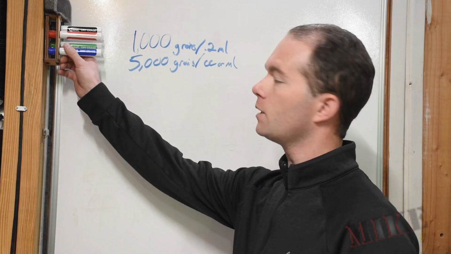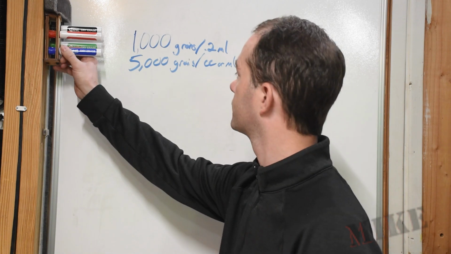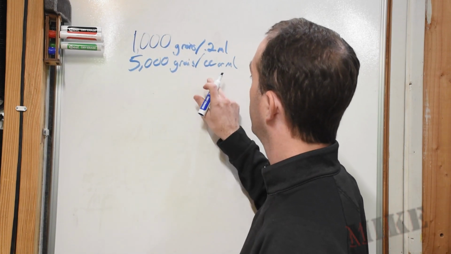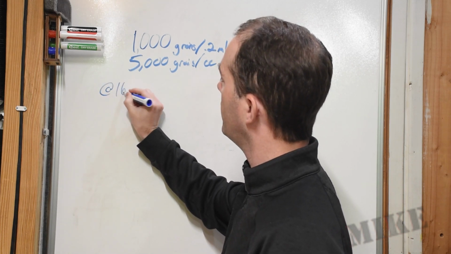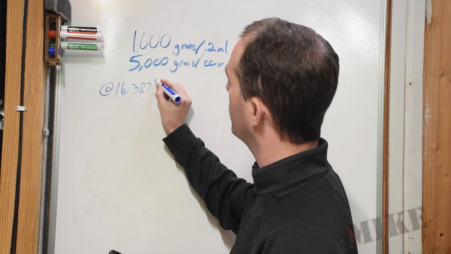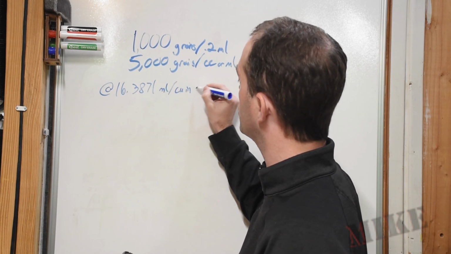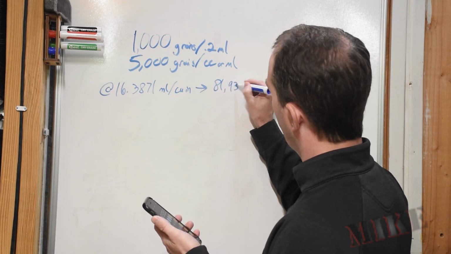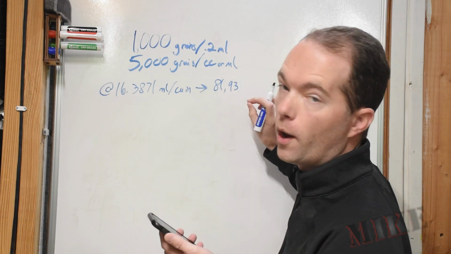16.387. We're going to use all the decimal places because we're dealing with very large numbers. So, this, at 16.3871 milliliters per cubic inch is 81,935. We can round up 1.